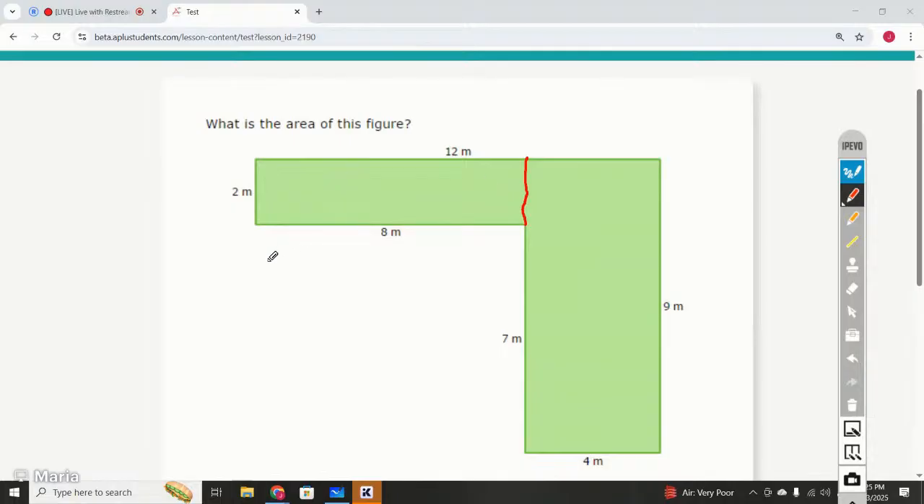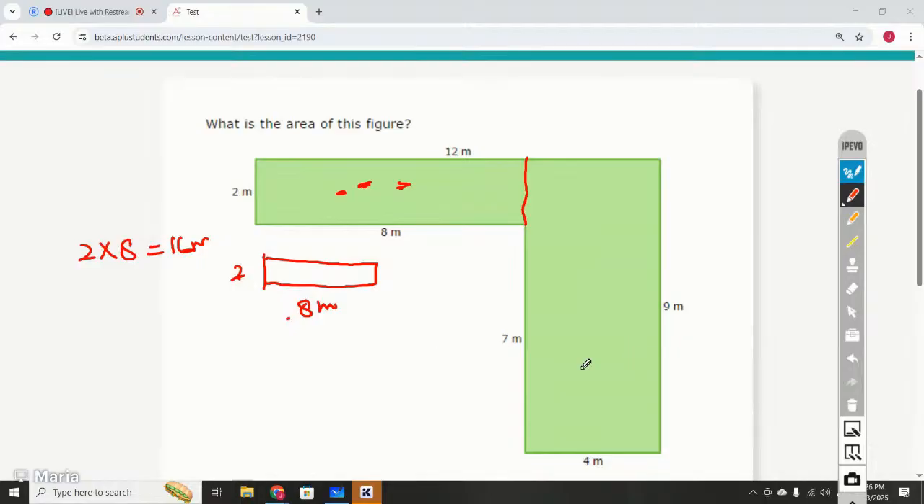Now you can consider them these two figures, one like this one, right? This figure has the measurements 2 meters and 8 meters, right? So calculate the area of this figure. The side lengths are 2 and 8, so the area is length times width. You have to do 2 times 8. Got it? So 2 times 8 makes 16. The area of this figure is 16 meters.